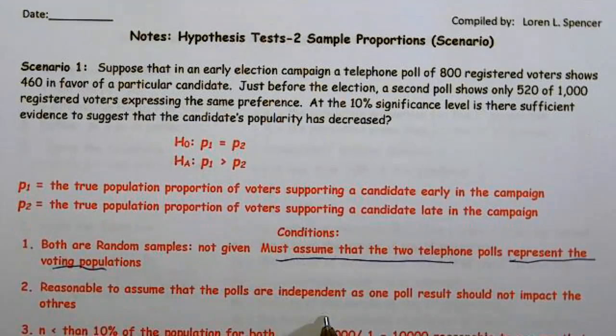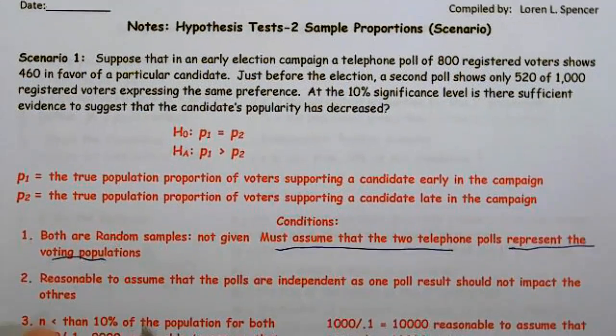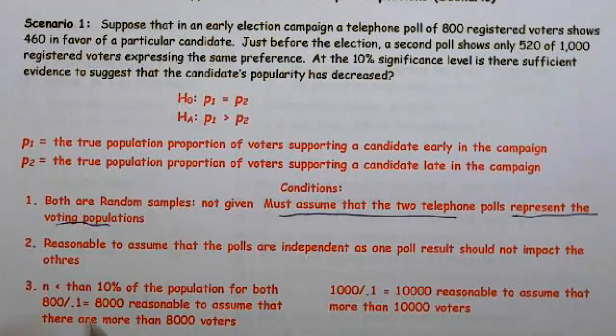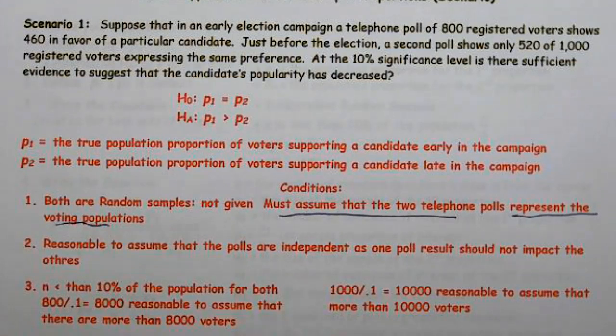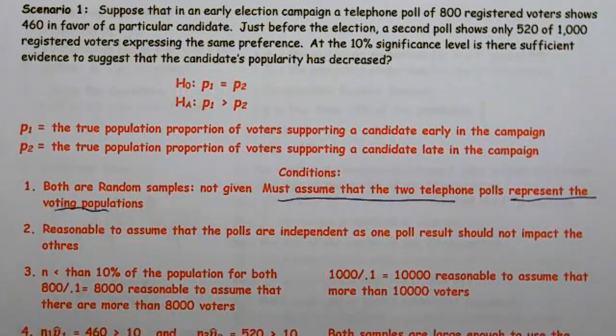It's reasonable to assume that the polls are independent, as one poll should not impact the other. That's probably true. And then we need to check the 10% condition. 800 divided by 1, so it's reasonable to assume that there are at least 8,000 voters, and probably reasonable to assume that there are 10,000 voters, assuming that this is a large city, town, or state. We shouldn't have any problem with that.